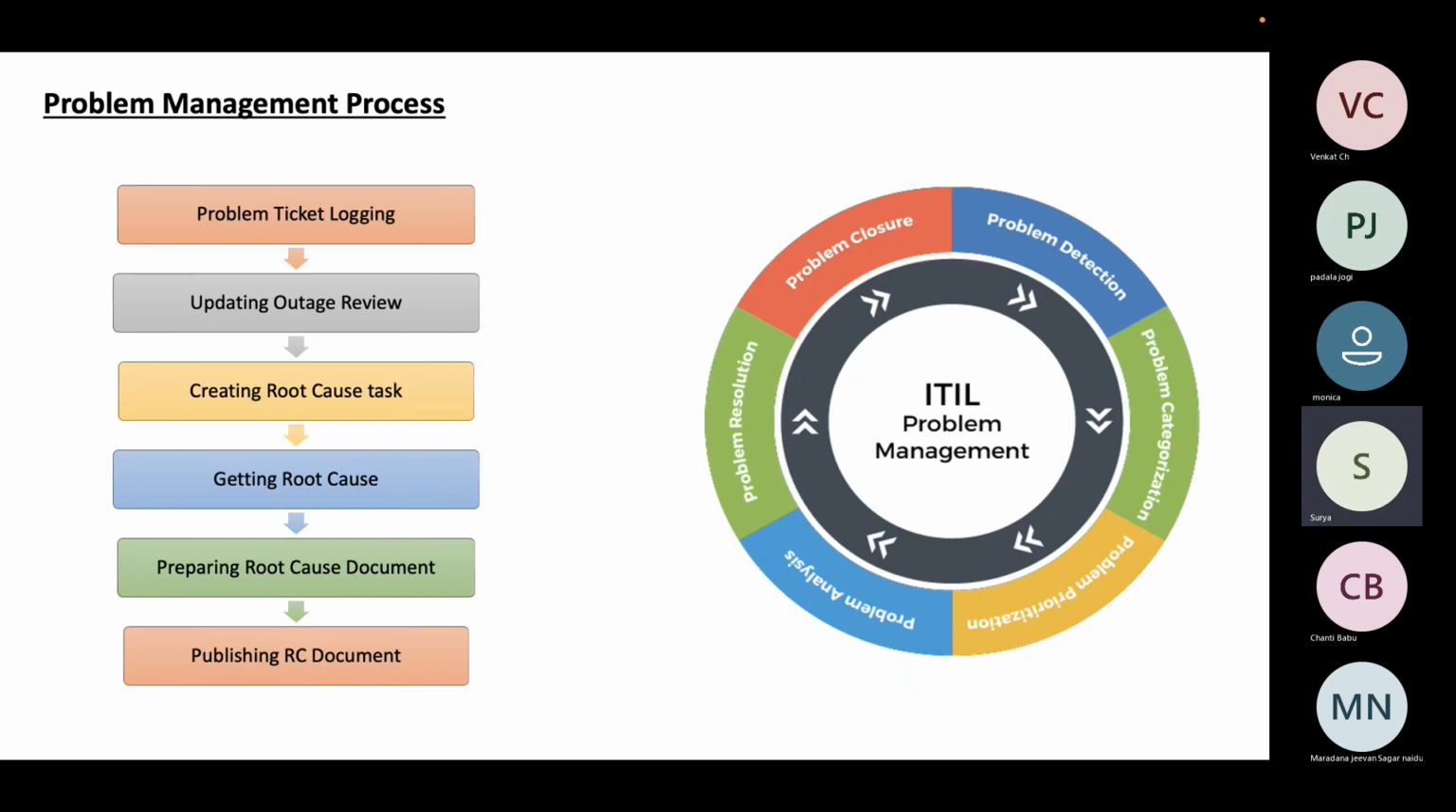So this is the problem management process. This is as per our ITIL. The problem detection, problem categorization, prioritization, analysis, resolution and closure, same as incident. But in real time, this is how we will work on the problem tickets in ServiceNow or our tool. So whenever the major incident was resolved, it starts like that. Whenever the major incident was resolved, you understood?